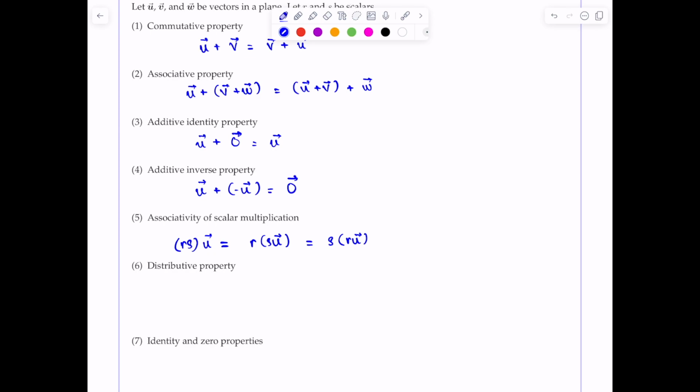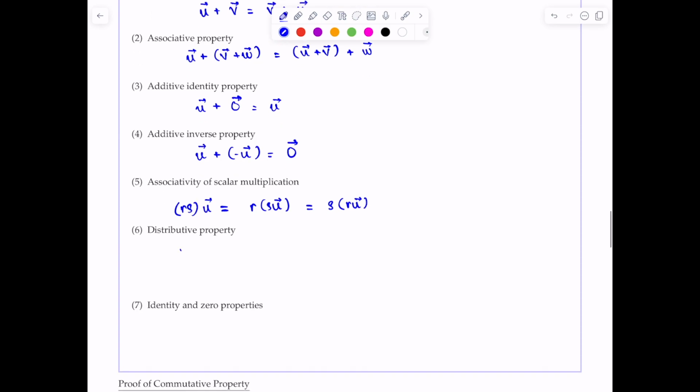Now for the distributive property, if you have r times u plus v, then that is going to be equal to r times u plus r times v. So it says that if you perform the vector addition first and then scale the resulting vector, then it's going to be equivalent to scaling each vector first and then adding the results together.